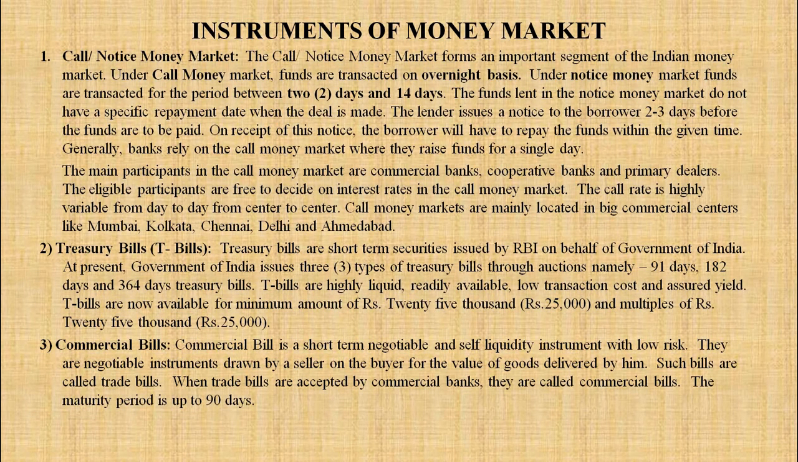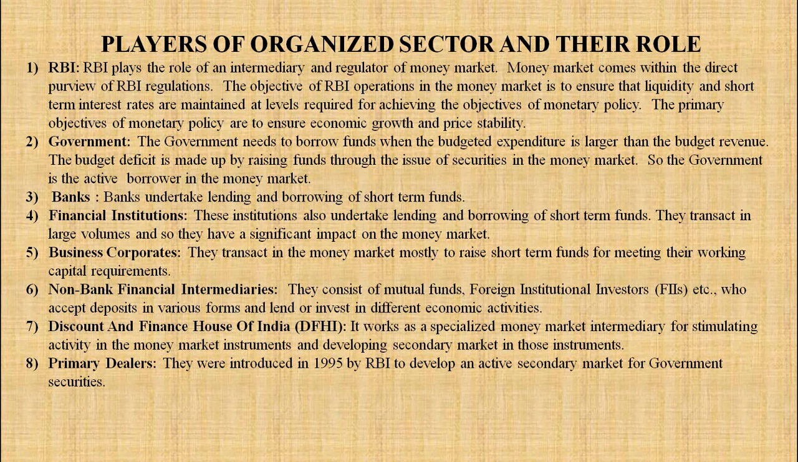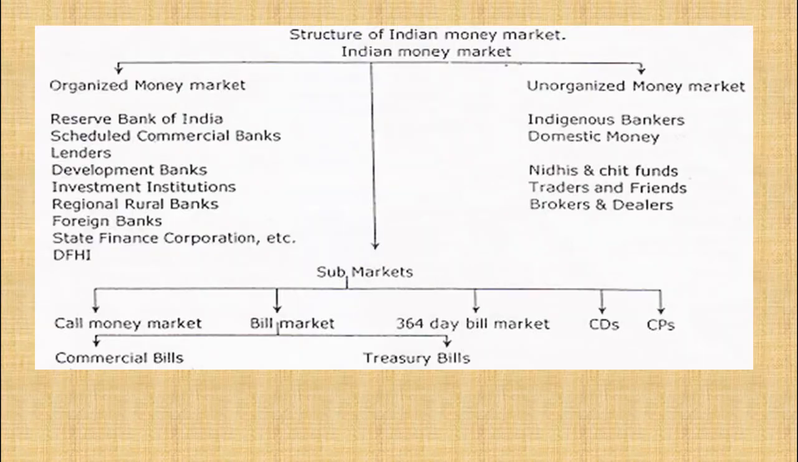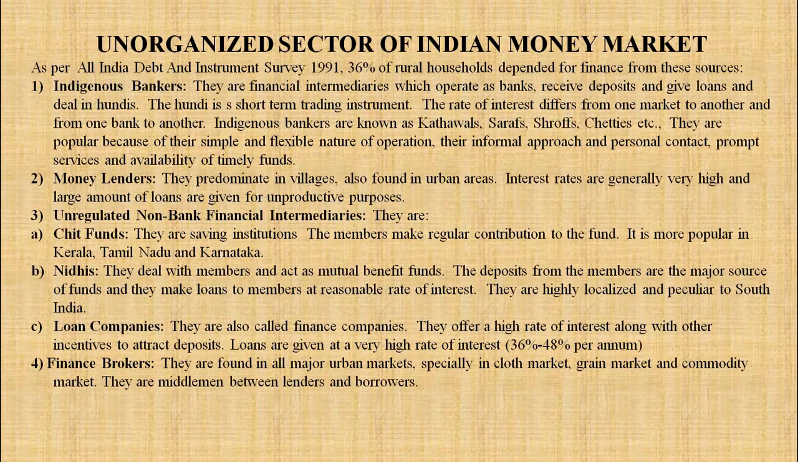Explain the structure of Indian money market. You have to give organized and unorganized. Here the players of organized sector, that all 8 points you have to give. Unorganized, all the 4 points you have to give. This is one full question. It can be for 7 marks or 8 marks. This is what you have to write under this.